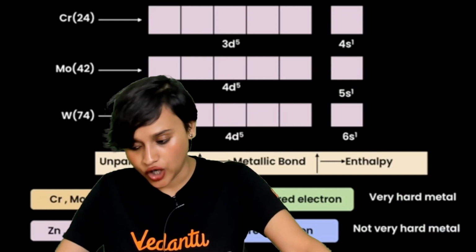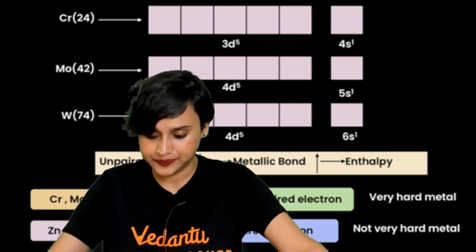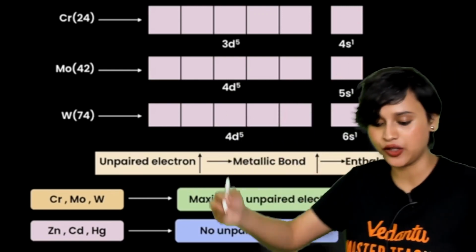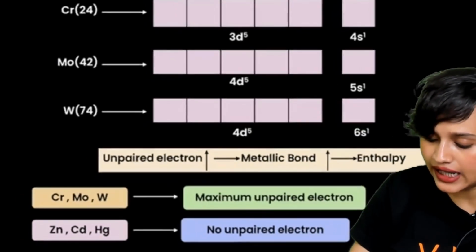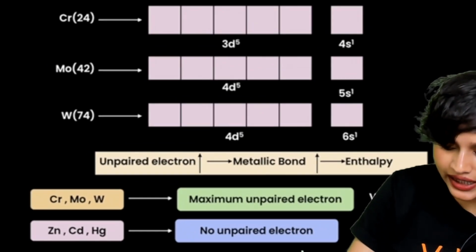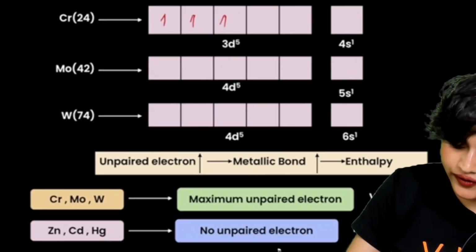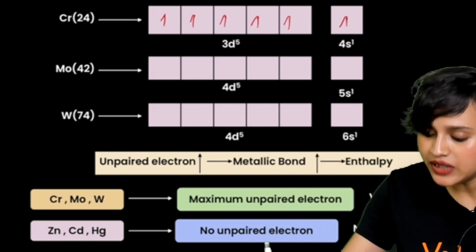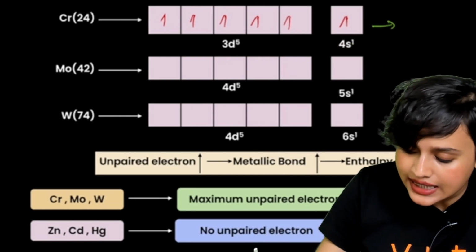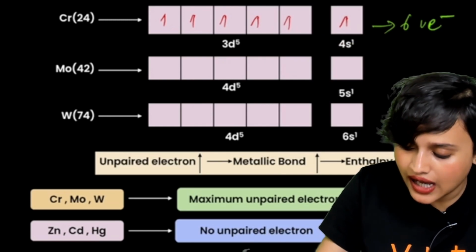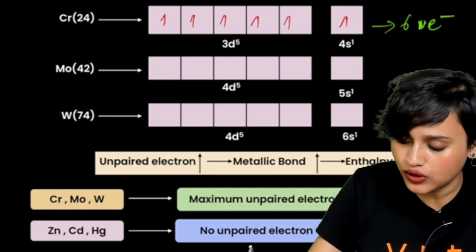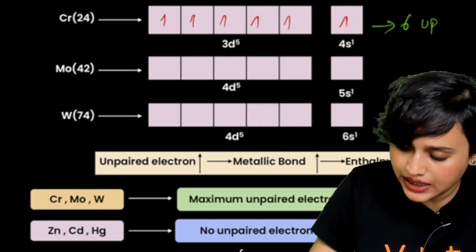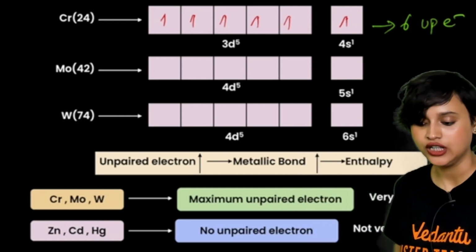Cool, everybody? Now once again, let me explain this in a different way. For chromium, how many electrons do we have? Chromium has 3d5, 1, 2, 3, 4, 5, and 4s1. All of them are unpaired. So altogether you have 6 unpaired electrons. I'm writing UPE here, so that you understand: unpaired electrons.